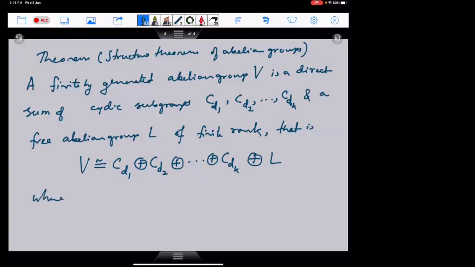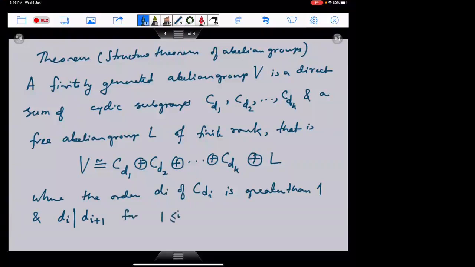where di is the order of C_di. When I say C_di, it is a cyclic group of order di, which is isomorphic to Z mod diZ, or which is sometimes also called Z_di. Each di is greater than 1; the trivial group I don't have to consider. And each di divides the next, that means di divides d(i+1), for i from 1 to k minus 1. Is the statement clear? So this is how it is going to look.